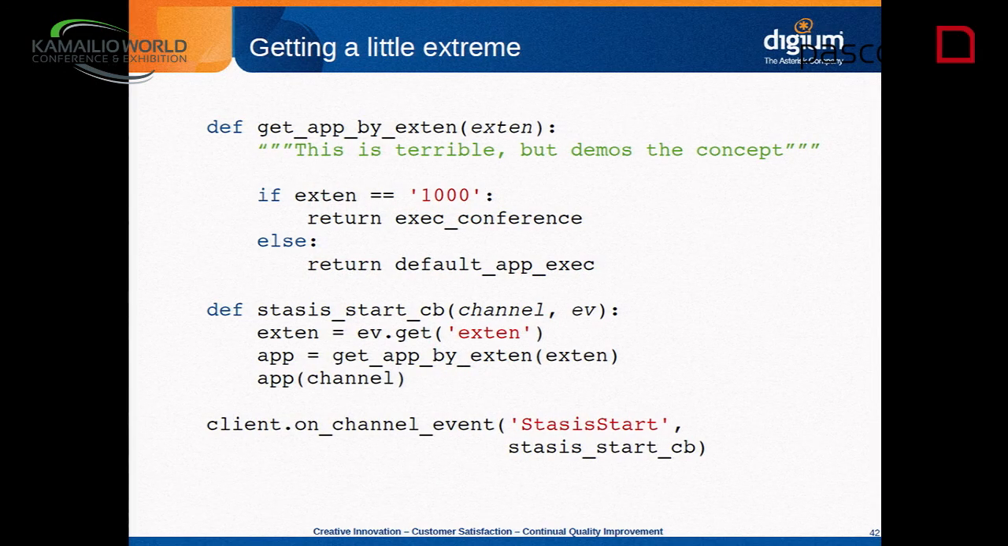This is a really terrible example of what you shouldn't do, but it's sort of getting the point across. When my channel enters into Stasis, rather than treating that as entering into a conference, I can instead try to figure out which application I'm supposed to run on that channel based on where they arrived, based on the extension they came in on. Go look up, in this particular case, hey, if it's 1000, then execute the conference. If it's not, go do something else. And then go execute that particular application.